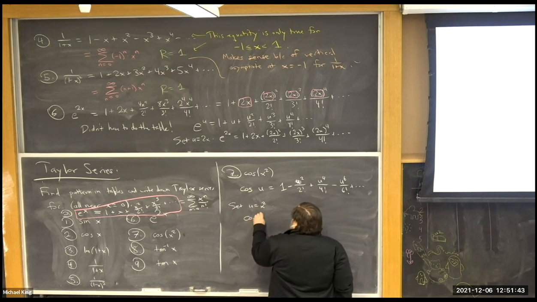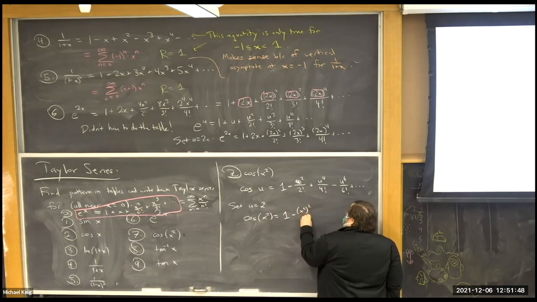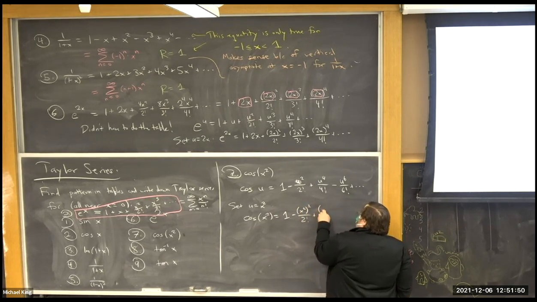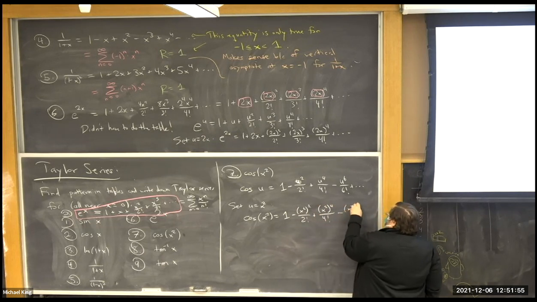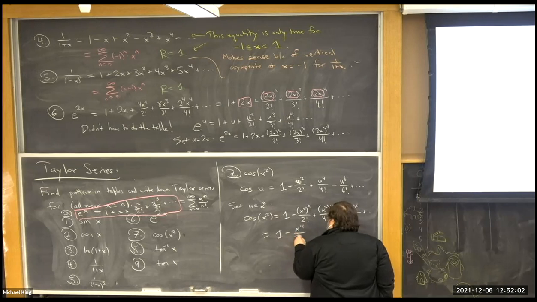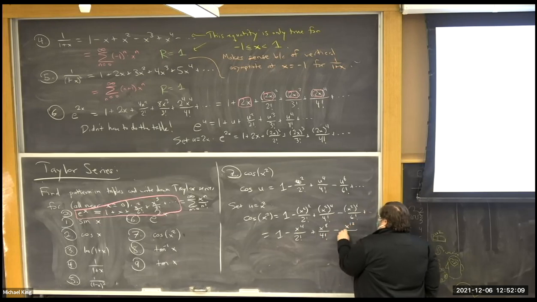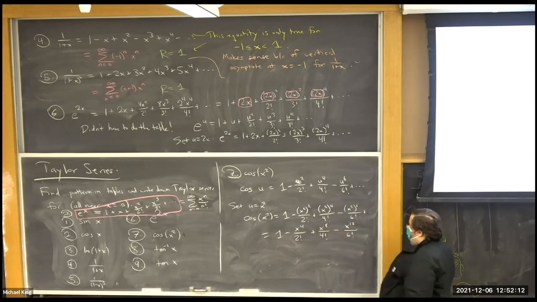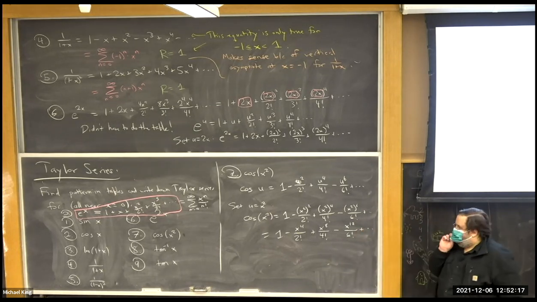You get cosine of x squared is 1 minus x squared squared over 2 factorial plus x squared to the 4th over 4 factorial minus x squared to the 6th over 6 factorial, and so on. Then we can simplify these numerators. X to the 8th. So you actually only get multiples of 4 powers.